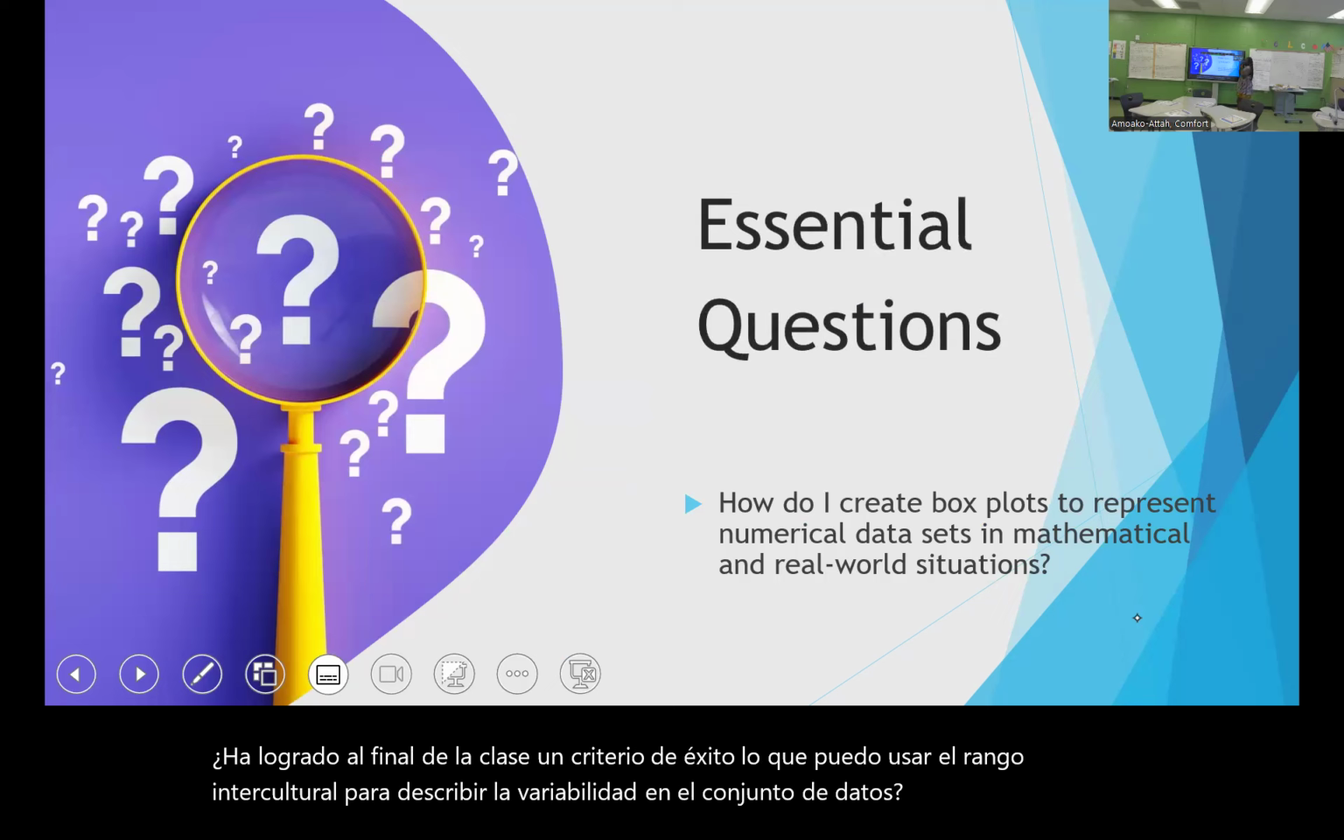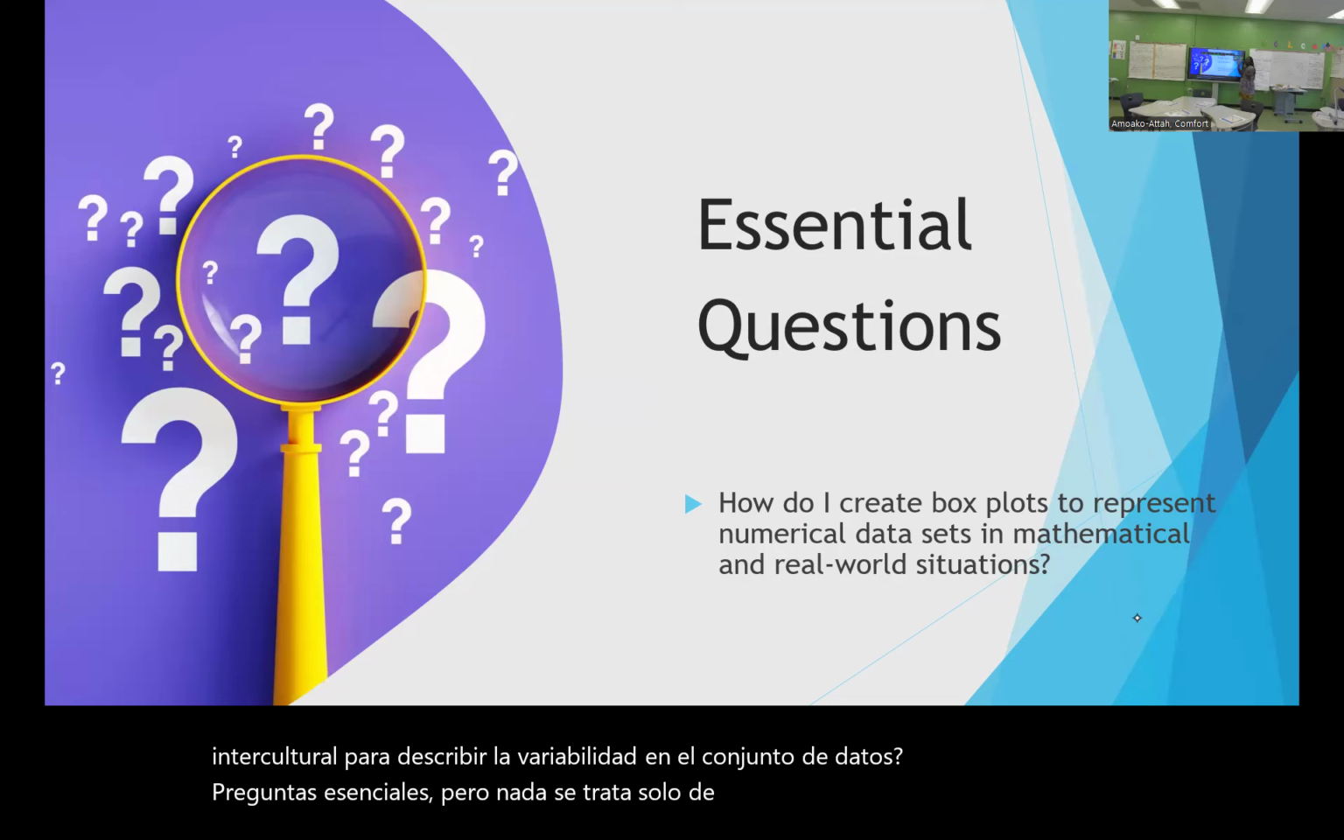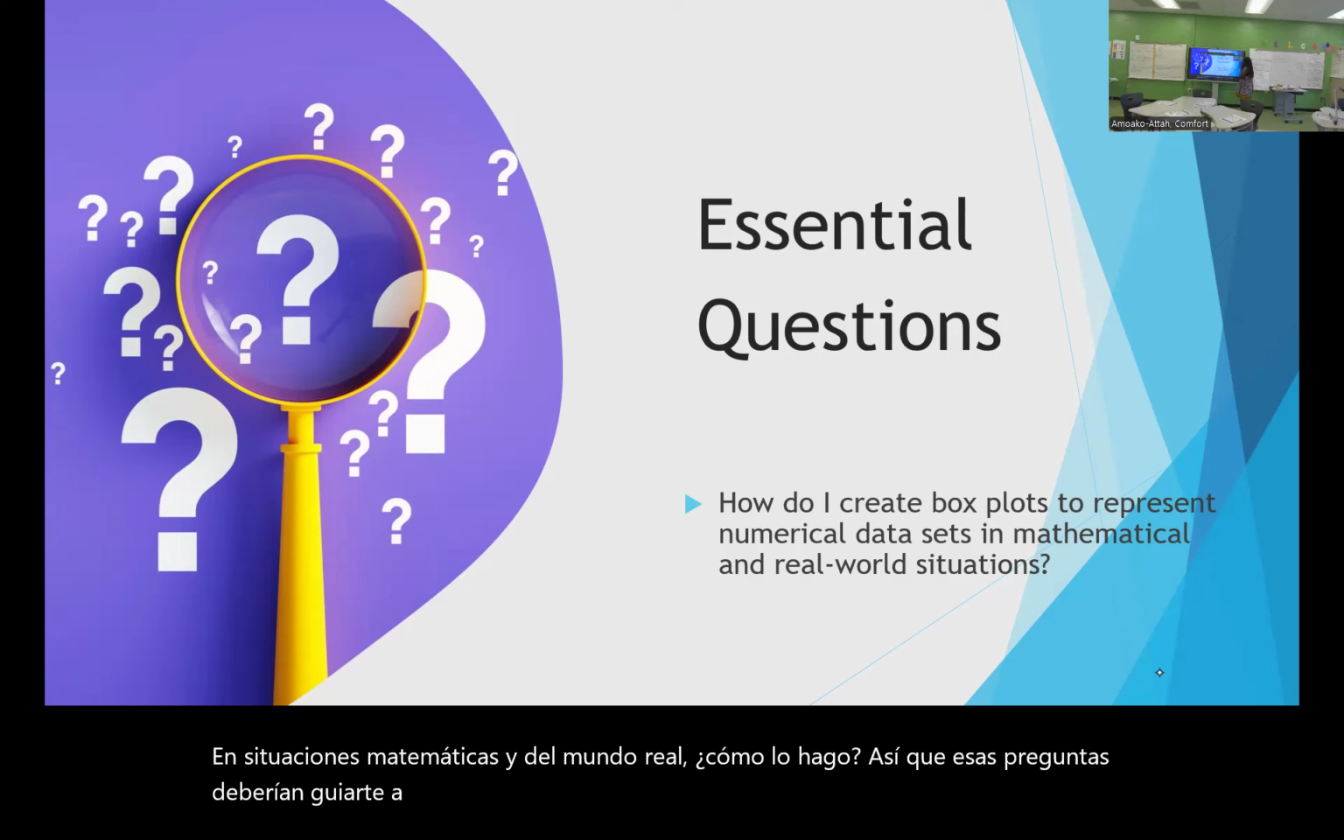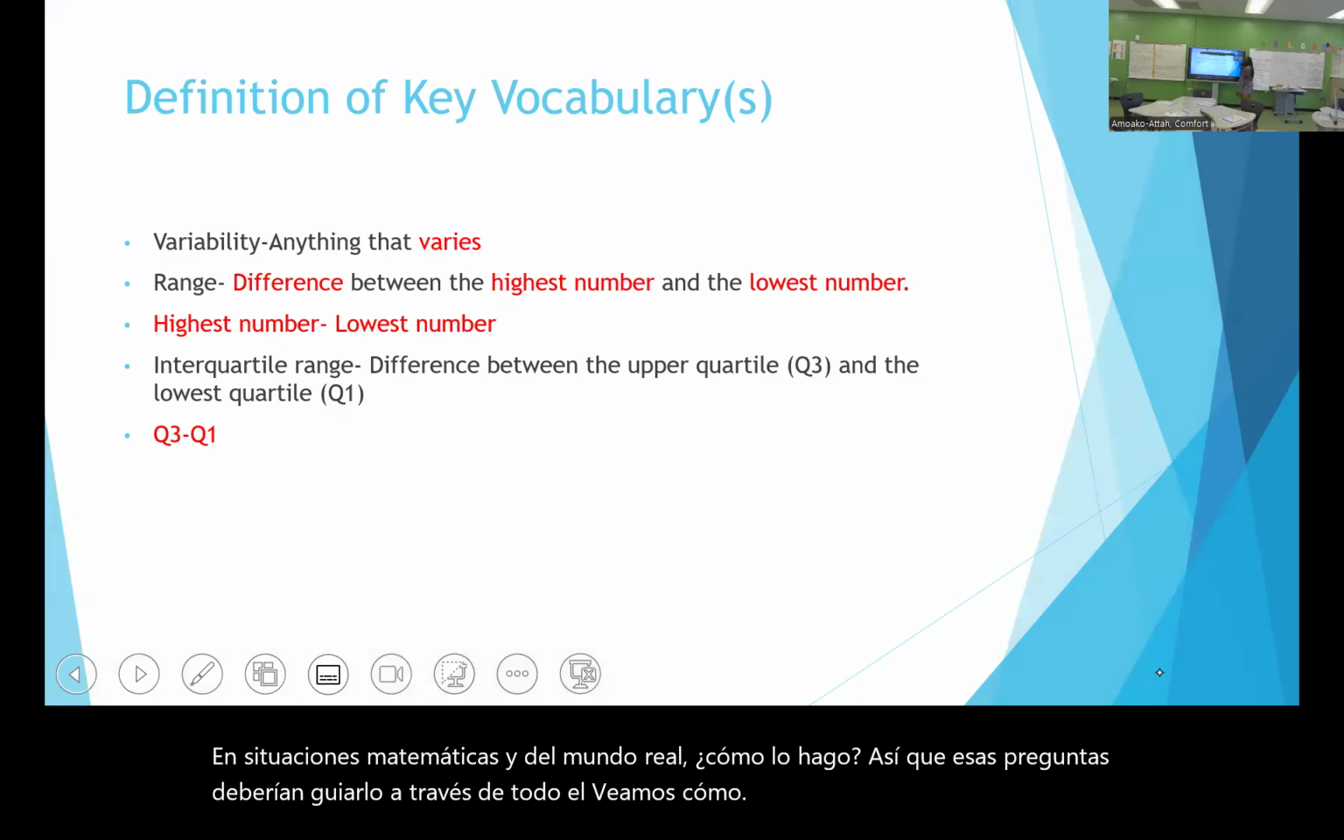Essential questions. Mathematics is all about talking to yourself. How do I create box plots to represent numerical data in mathematical and real world situations? How do I do that? Those questions should guide you through the whole lesson.